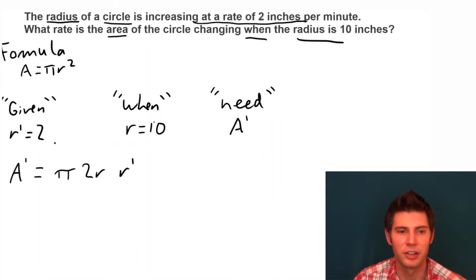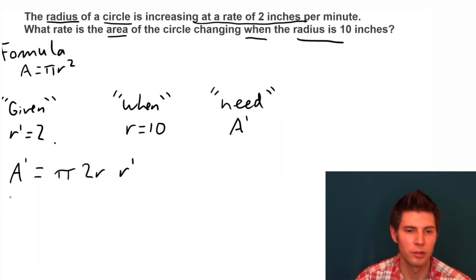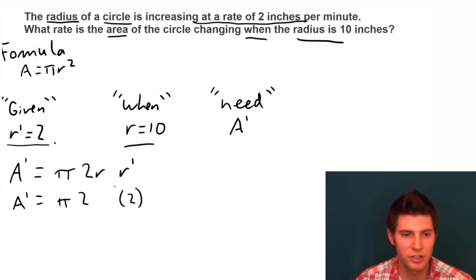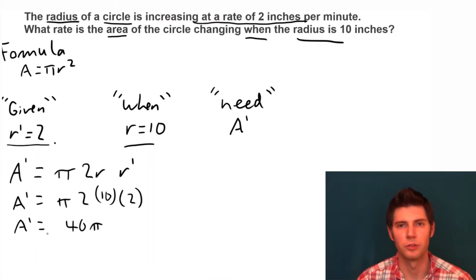Now we just plug in our given, our when, and our need. So A prime, that's what we're trying to solve for, equals pi times 2. They tell us that the given is r prime is 2, and r is 10 from right here. So 2 times 10 times 2 is 40. So A prime equals 40 pi.